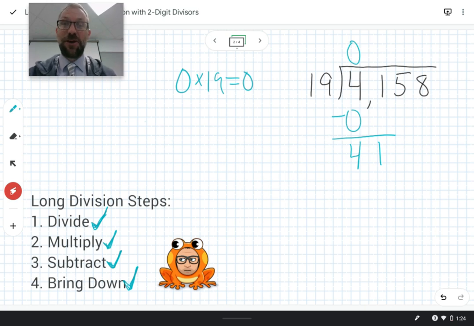Well, the answer is you don't actually have to use the 0. You don't have to multiply by 0. You don't have to write the 0 here. You don't have to subtract the 0 from the 4. You don't have to rewrite the 4. You don't have to bring down the 1. You can skip all of that. Do you want to know how? It's kind of cool. Check this out.